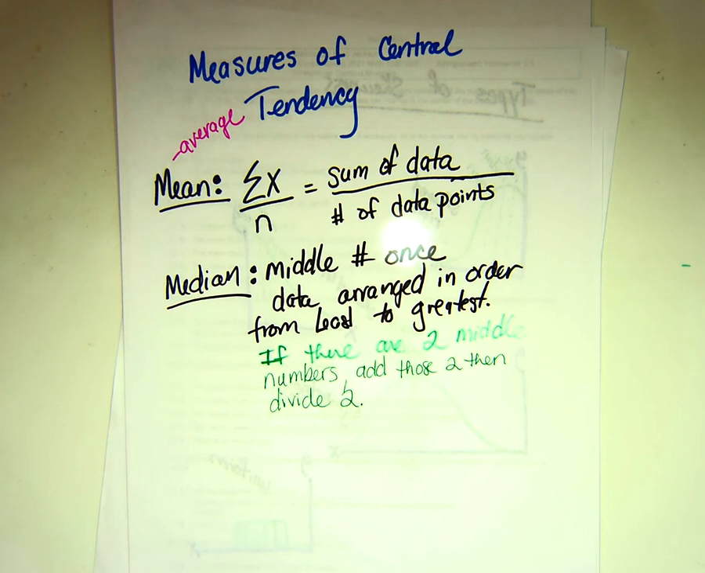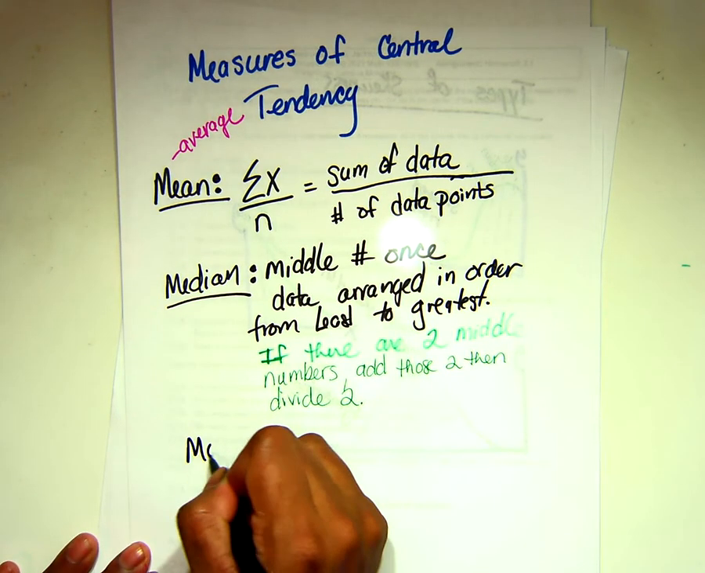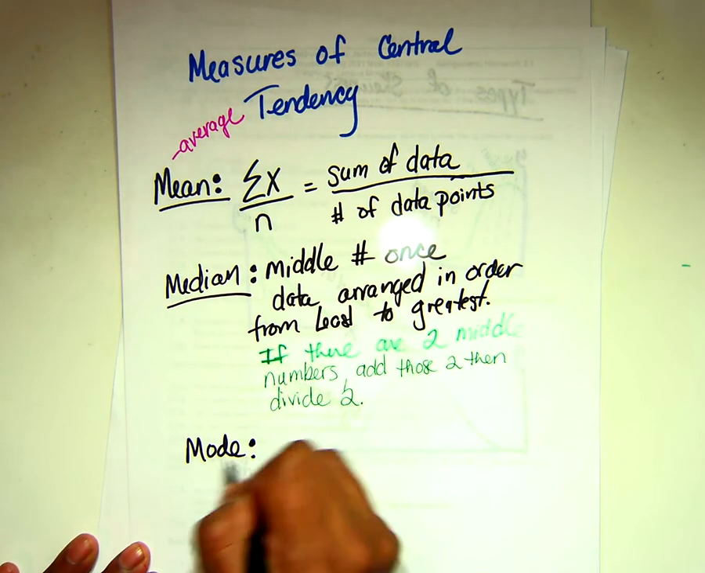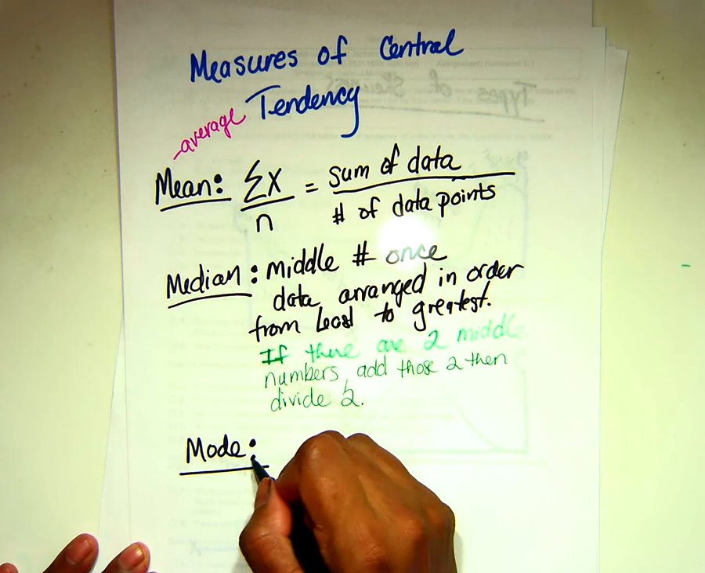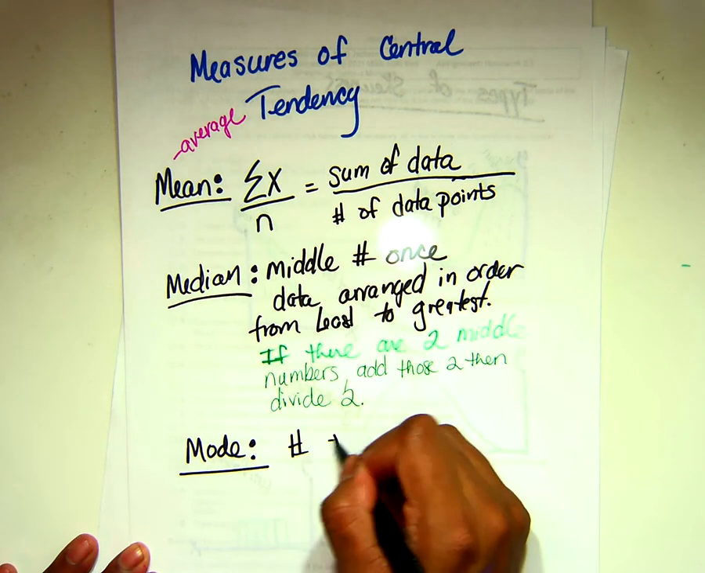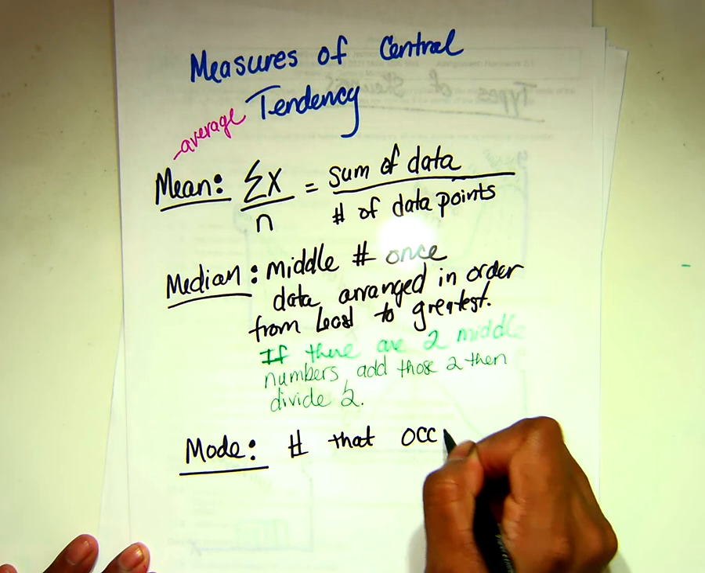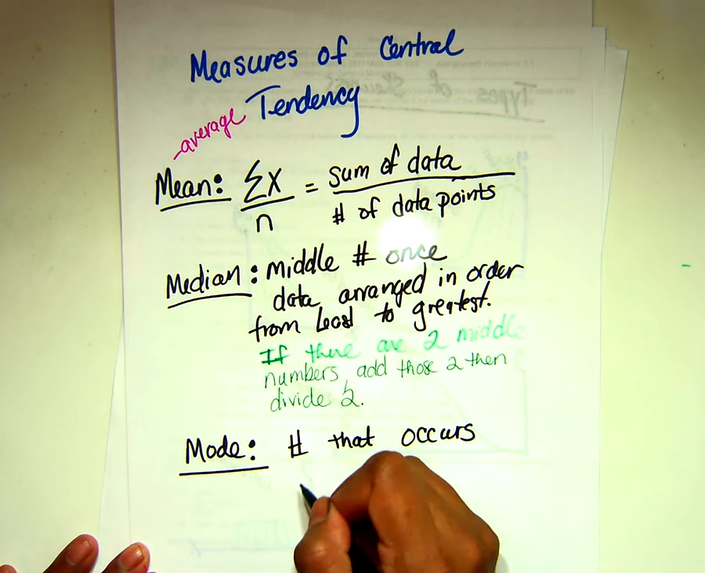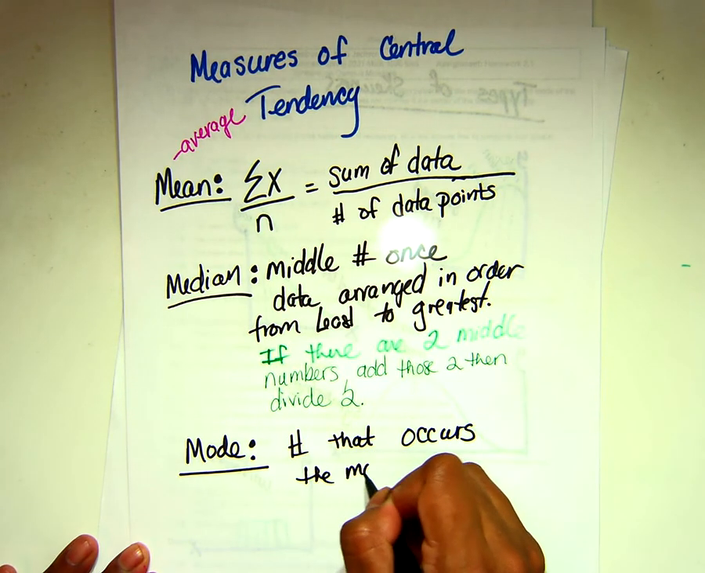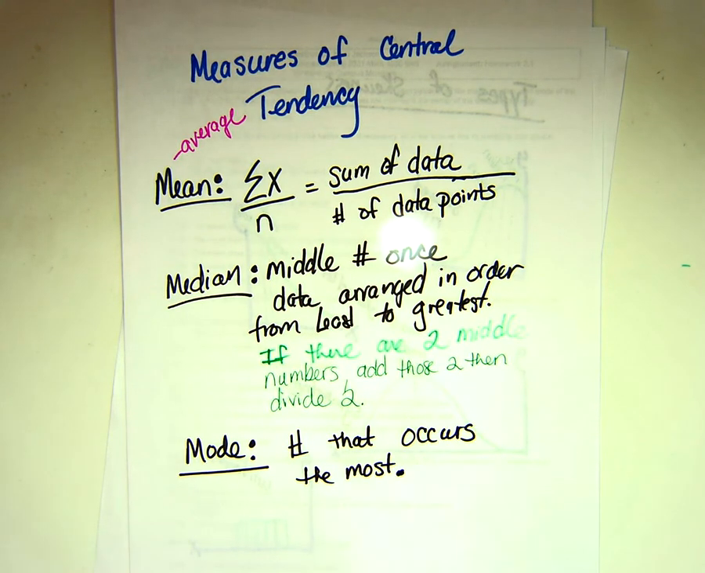Then you have your mode. Now your calculator won't do your mode. By definition, that is the number that occurs the most. That means the one that you see the most times. You can have more than one mode. Just make sure that those modes appear the exact same number of times.